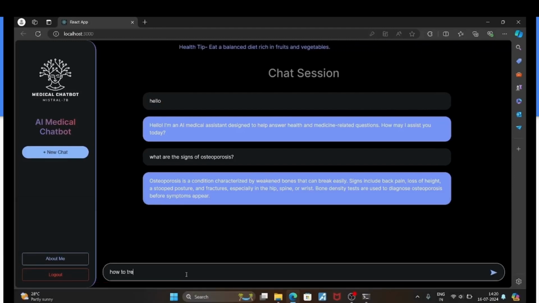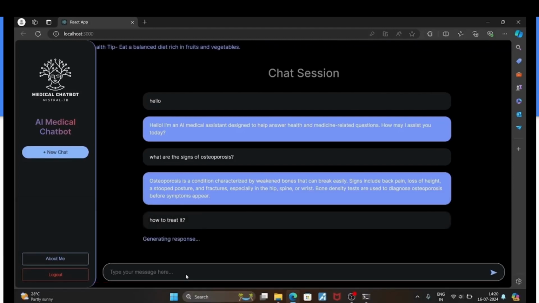Let us ask how to treat it. So as you can see here, we've included sessions too. We need not mention the word osteoporosis again and again because it's taking the context from the previous question itself.